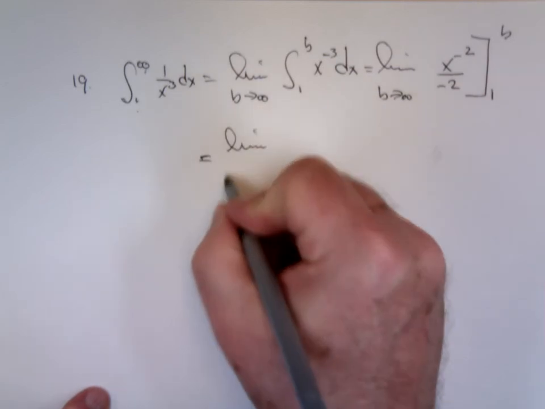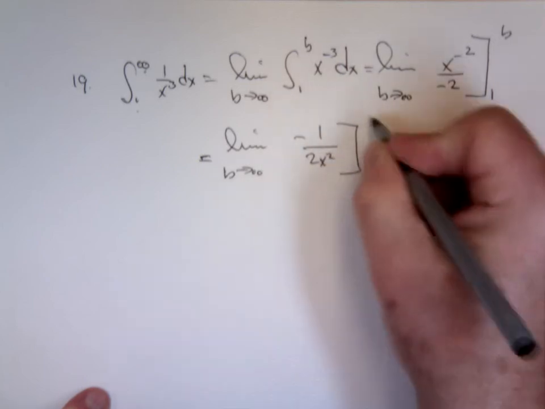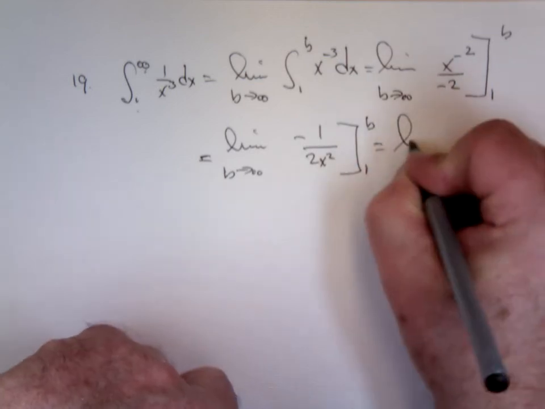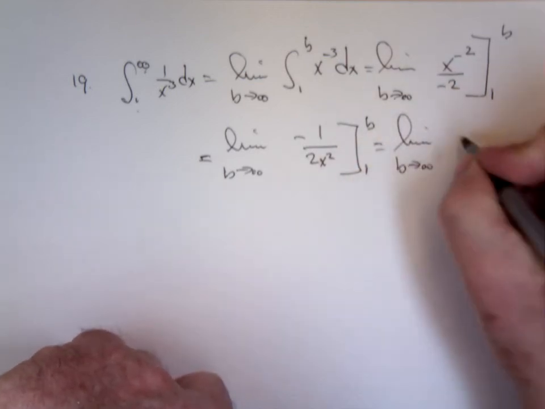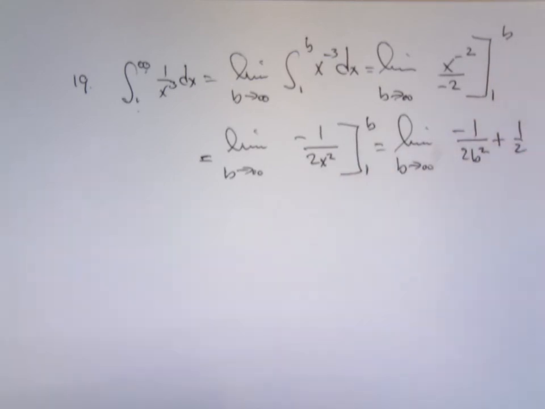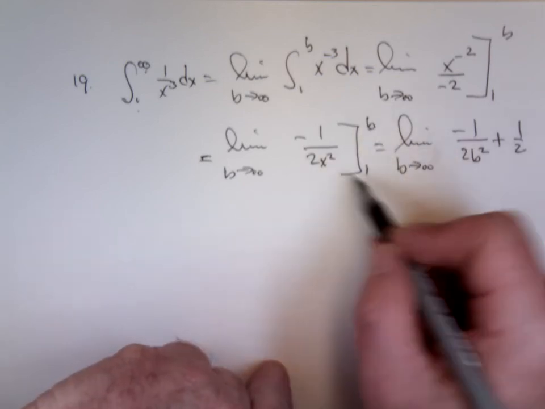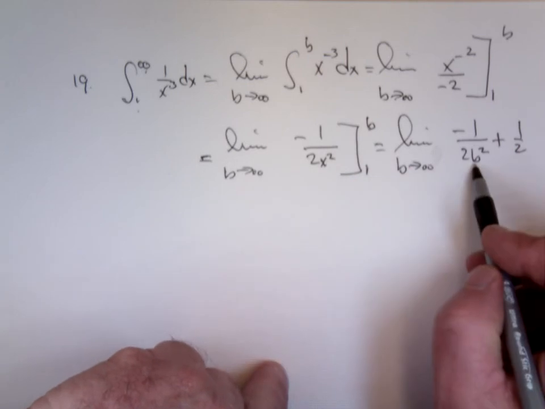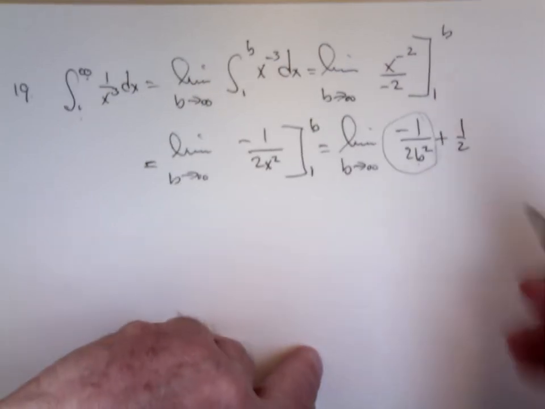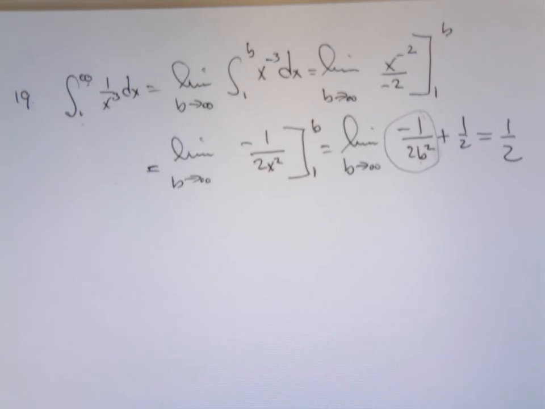So you get negative 1 over 2x squared from 1 to b. Now substitute in. You get negative 1 over 2b squared minus, minus, plus 1/2. Substitute in b, substitute in 1. As b goes to infinity, what happens to this term? It gets smaller and smaller, it goes to 0, very nice, and the answer is 1/2. This converges to 1/2. That's how you're going to see it on the test. Converges to 1/2.